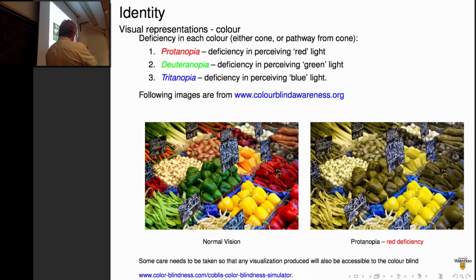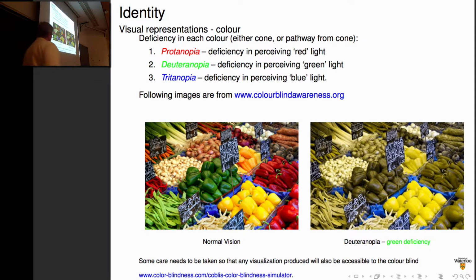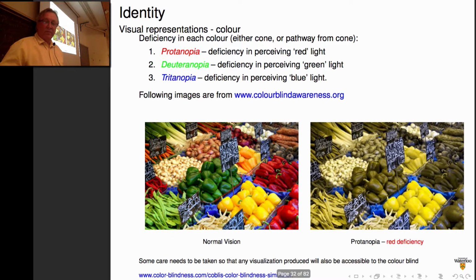the normal vision is on the left, but somebody with that red deficiency, protanopia, will see something like on the right. Okay. Does anybody here not see a difference between those two pictures? It's okay if you don't. If you've got a green deficiency, that's what you see, which doesn't look that different from the red deficiency. And that's because those two curves are very close to each other. If you've got either of those deficiencies, you're still picking up blue and yellow very easily.